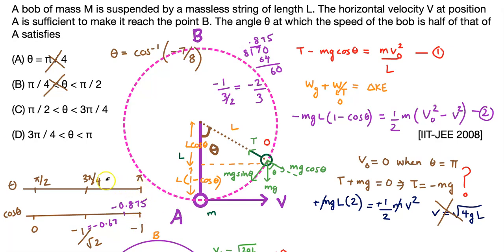Okay, so that means theta, just as you observe the pattern here, is also going to lie somewhere here. So theta lies between 3 pi by 4 and pi. So that brings us to the end of a long 2-series video.